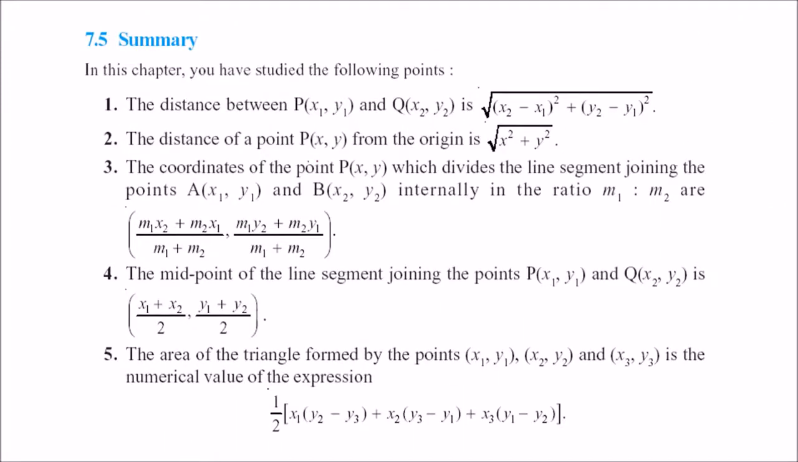So let us summarize what we have learned. The distance between 2 points (x1, y1) and (x2, y2) is the square root of (x2 minus x1) whole square plus (y2 minus y1) whole square. And if one of the points is the origin, the distance will become the square root of x square plus y square. If you have a line, with 2 points, and a third point is dividing it in the ratio m1 is to m2, then the coordinates of this point will be (m1 x2 plus m2 x1) by (m1 plus m2). This is the x coordinate, and this is the y coordinate, (m1 y2 plus m2 y1) by (m1 plus m2).